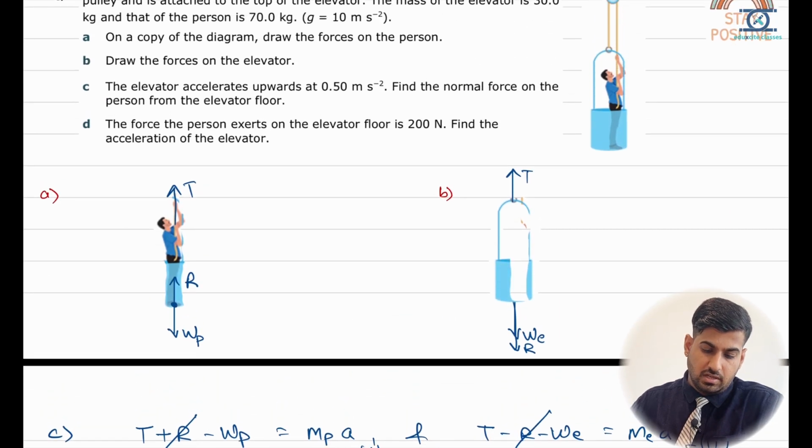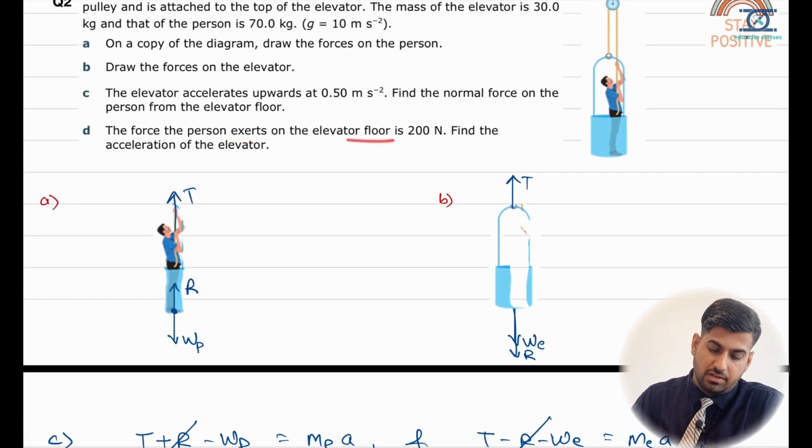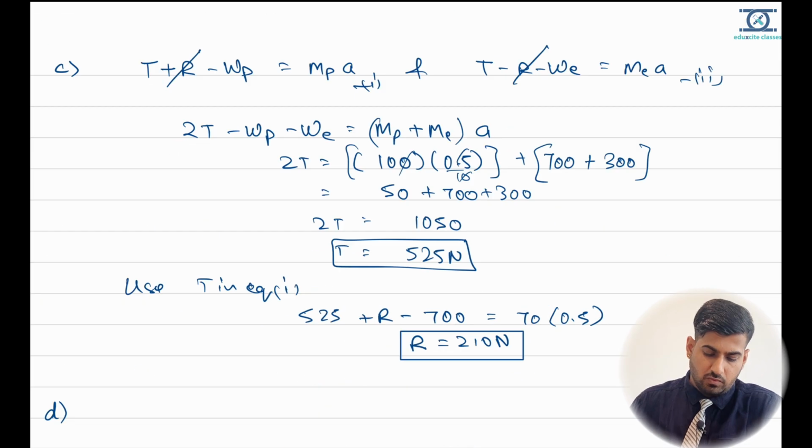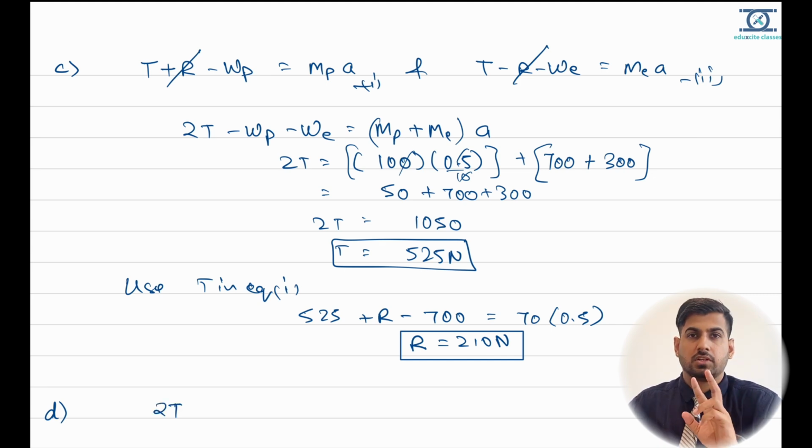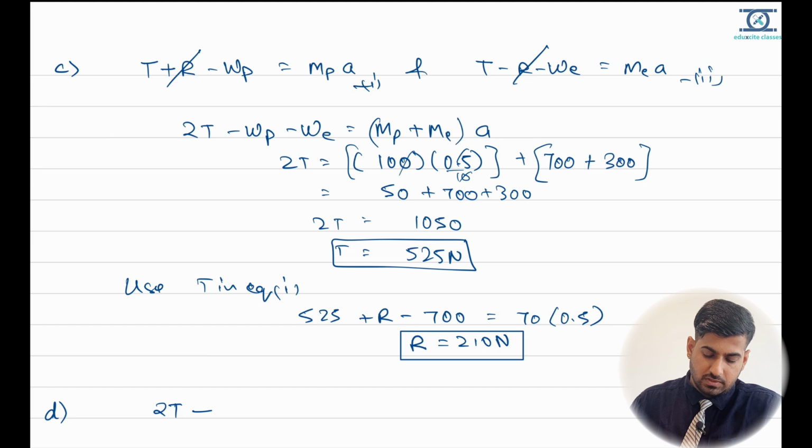Okay. Now similarly, if the person exerts on the elevator floor a force of 200 Newton, find the acceleration of the elevator. Now what is given is the force that exerts on the elevator floor, that is the normal reaction force, which is 200 Newton. Find the acceleration of the elevator. So what we can do is make a combined equation. As a whole system, the two tensions are acting in the upward direction minus the weight of the person, which is 700 plus 300, which is 1000, is equal to the mass of the person and the mass of the elevator, that is 100a.